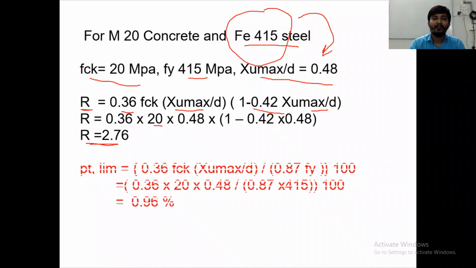And if you want to find out the limiting percentage of steel, pt limiting, our equation is 0.36 fck Xu max by d divided by 0.87 fy multiplied by 100. If you substitute all these values, you will get your pt limiting value as 0.96. This is for M20 grade and Fe415 grade steel. Similarly, you can find for all grades of concrete and all grades of steel, and if you can remember direct values, it can save a lot of time in the exams. So this is how you calculate your R limiting and pt limiting.